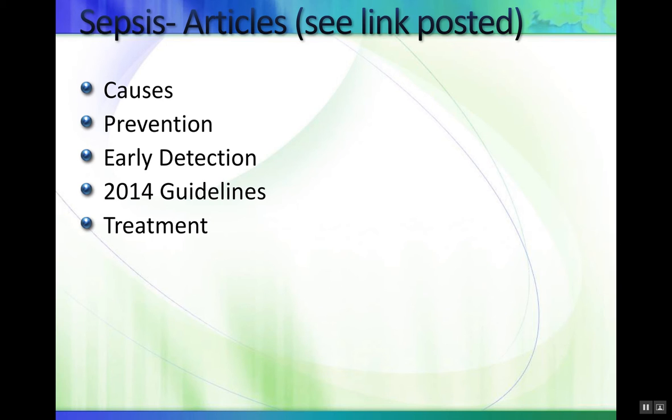Early detection: chart 14-5 on page 302 in Brenner's 13th edition is a really good chart. I'm going to the wrong page here. Early identification is on 303. The promotion of recognition is on page 302. So 302 has your SIRS criteria and what you're looking at with SIRS.